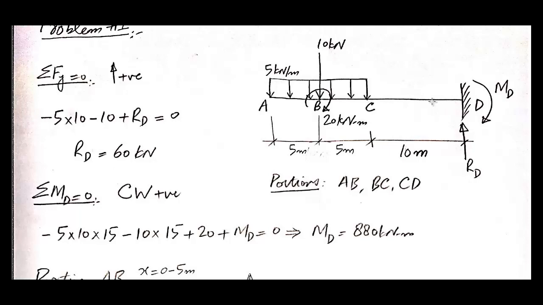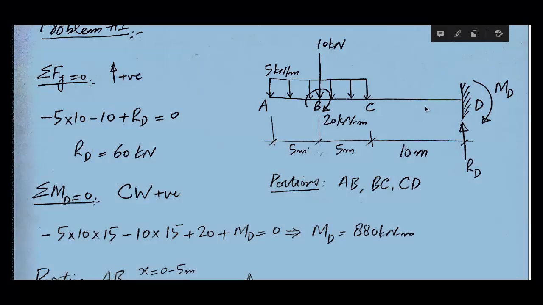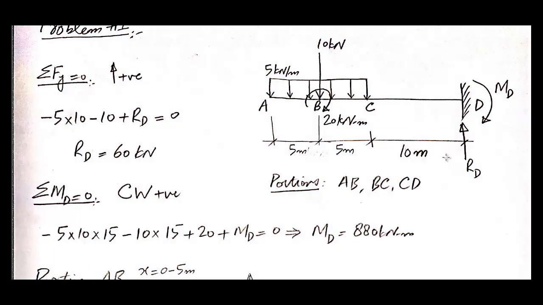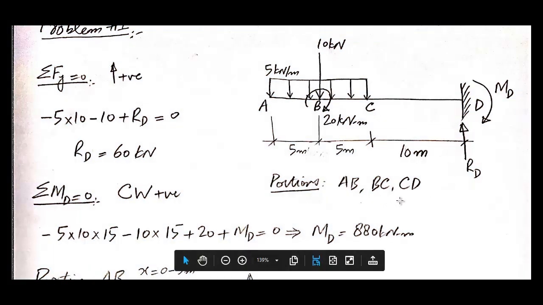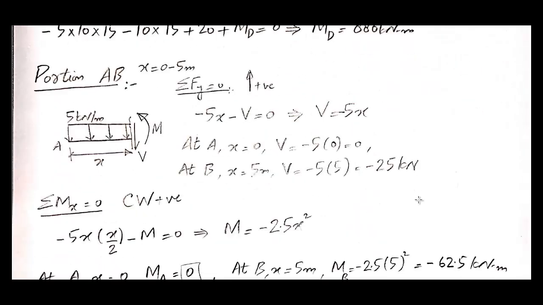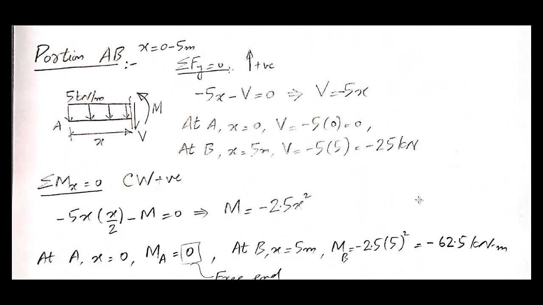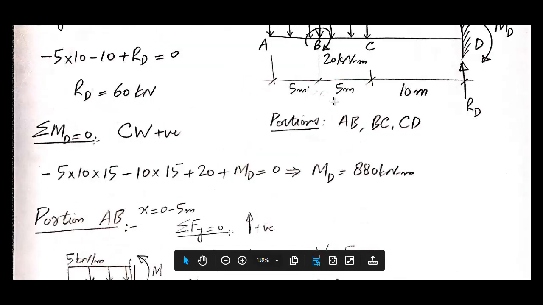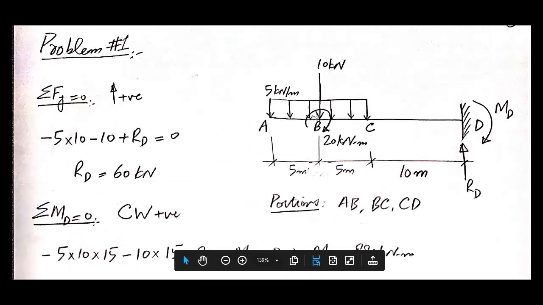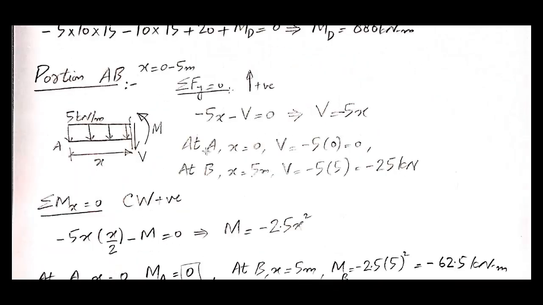No load is acting at C in portion CD, but we have a support at the extreme end, so this portion has to end at point D. So there are three portions, AB, BC and CD. Now we will consider each portion one by one. We will draw its free body diagram and we will write down the equations for shear and bending moment. For portion AB first, the x will vary from 0 to 5 meters, and in this region we have a UDL.